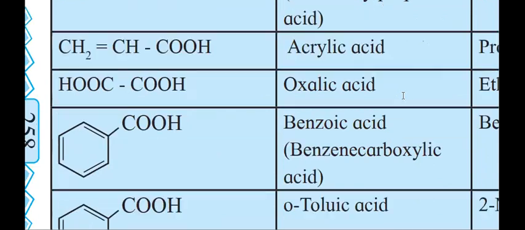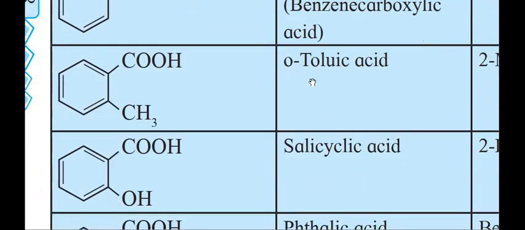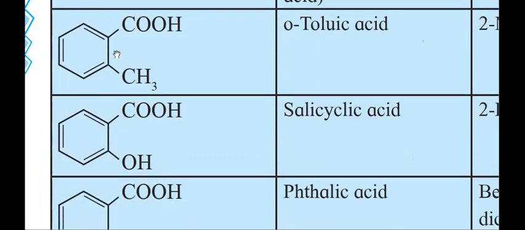Next one, acrylic acid. Okay, well known oxalic acid. It contains two COOH groups. Then benzoic acid. To the benzene ring COOH is directly attached. It's called benzoic acid, similarly known as benzene carboxylic acid. Then orthotoluic acid. See the position, these are ortho to each other. At the ortho position there is a toluene group, a CH3 group.